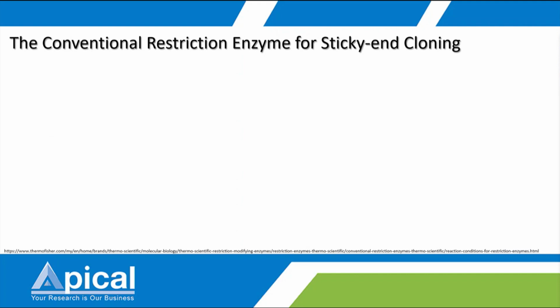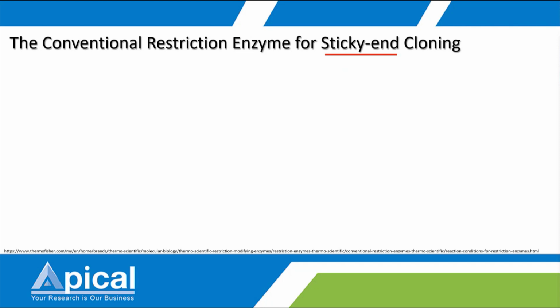For sticky end cloning, choosing the restriction enzyme is very important. Commercially, you can find conventional restriction enzymes, conventional RE. There are also upgraded versions of RE, usually the high fidelity RE, something like that. So what are the advantages and disadvantages of the conventional RE and the upgraded RE?